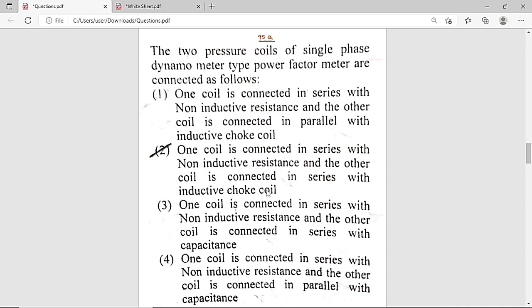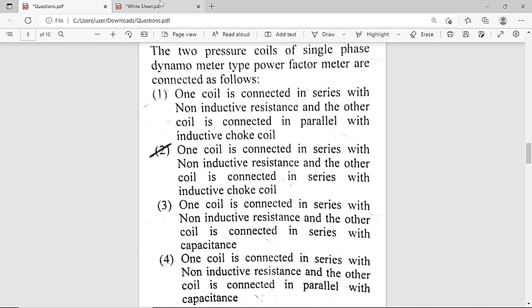So basically in this question, we are asking about the type of the connection of the two pressure coils in the case of a dynamometer power factor meter. So option B is the correct solution of this question. Let's see the actual solution.